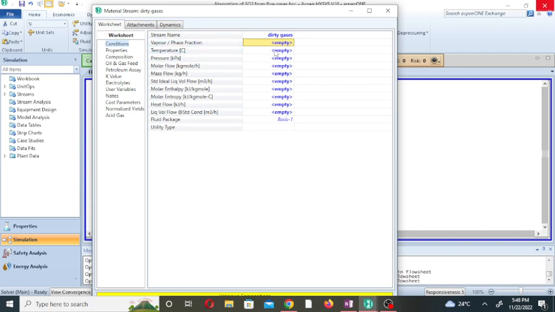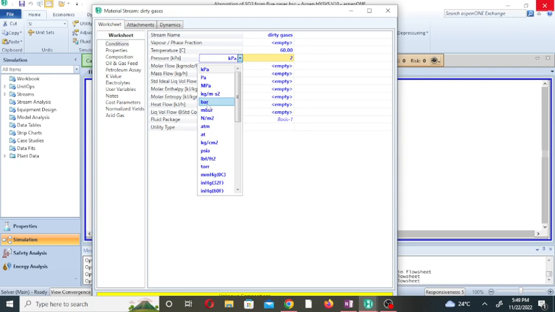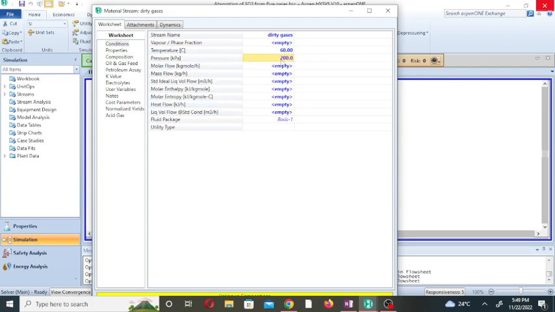Now the temperature of the flue gases is given in the question. The temperature of the flue gases is 60 degrees centigrade, and the pressure of the flue gases is 2 bar, which is 200 kilopascal. Now the mass flow rate of the flue gases is 1300 kilogram per hour.